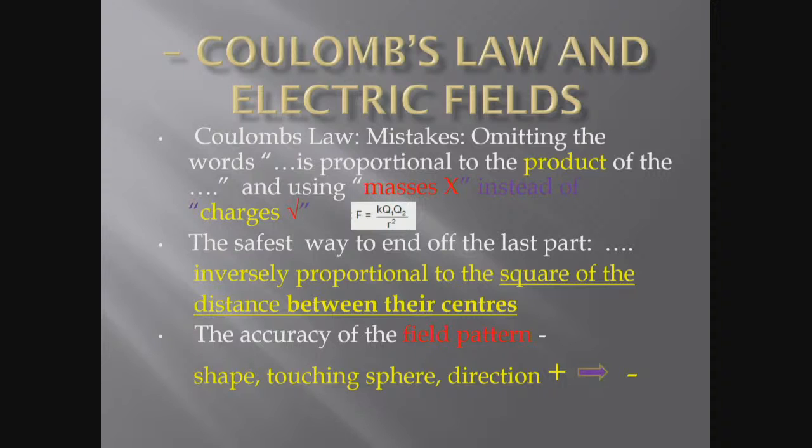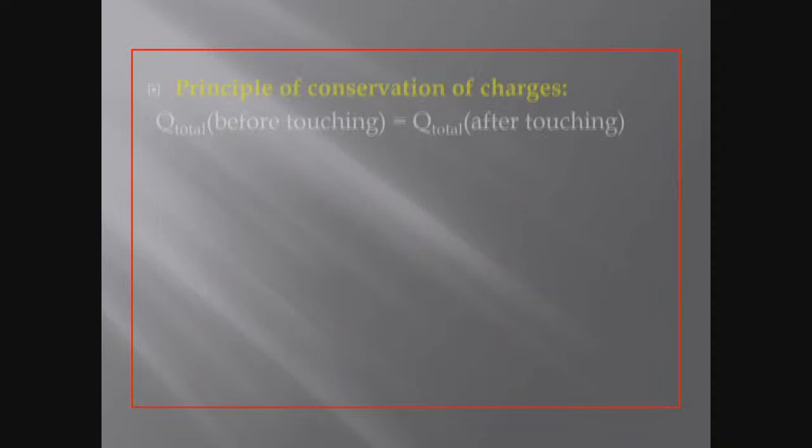And also then the direction. Remember, it is always from the positively charged object to the negatively charged object. So the direction, that is where you get your marks. 1 mark for shape, 1 mark for things like touching the sphere and field lines not crossing, and the last mark for the direction, positive to negative.